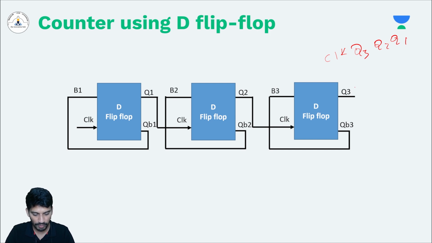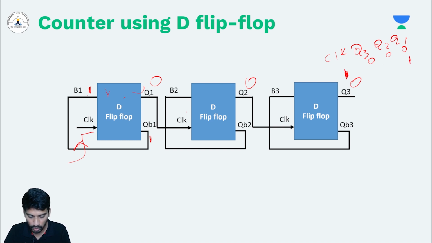So initially we will assume the outputs are all zeros. So if Q1 is 0, then QB is equal to 1. So my B1 will be 1, but it won't go inside the D flip flop until I apply the clock, right? So when I apply the rising edge of the clock, then my B1 will go inside the D flip flop and it will arrive at Q1, right? So when clock is equal to 1, then Q1 will change to 1.